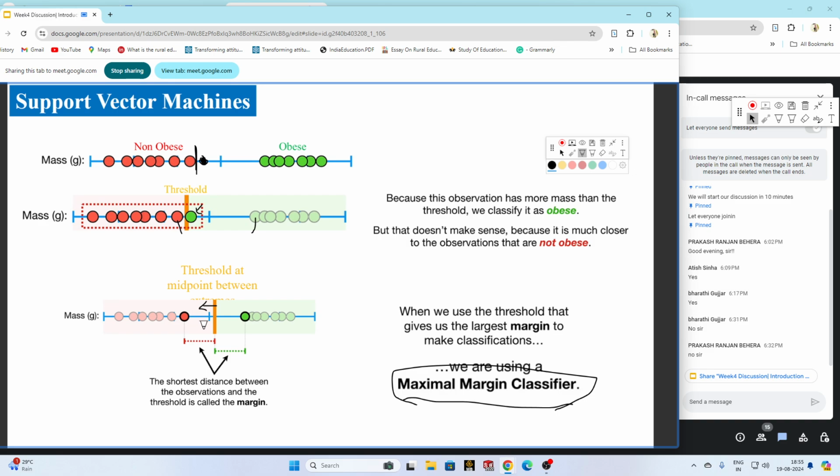Okay, that is margin. Here we are maximizing the margin. Why are we calling it maximizing the margin? See, here the margin between this extreme point and this threshold is very small, right? But whenever we put the threshold exactly in between the two extreme points, our margin will have the maximum distance, right? That is why this type of classifier is known as a maximal margin classifier. Up to this it is clear, right?